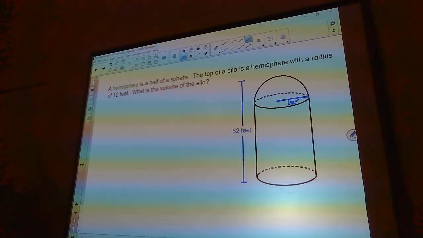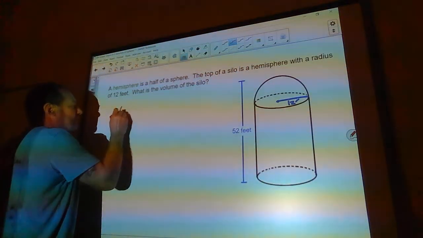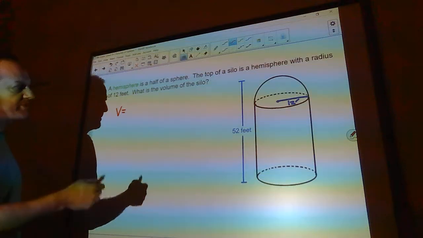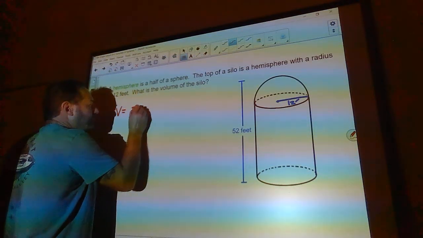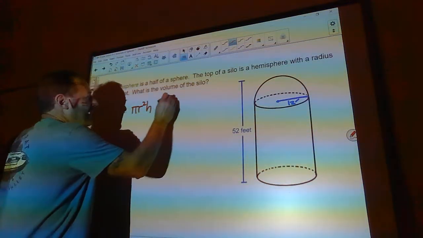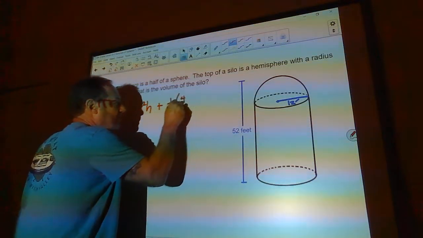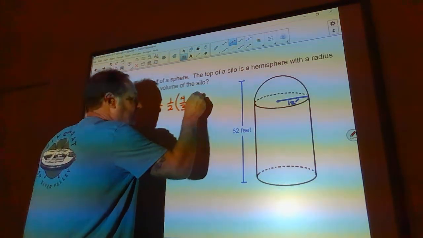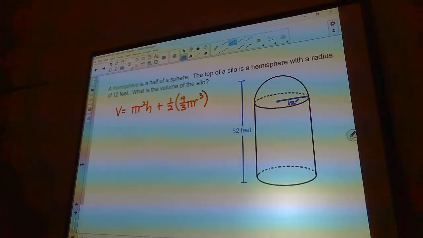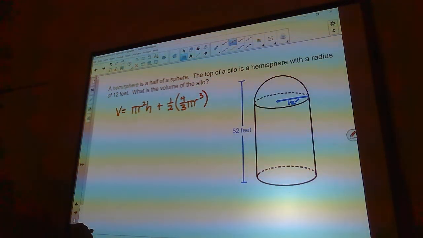Okay, so now this is a composite figure, so I've got to figure out two things. The volume is going to be the volume of the cylinder, which we did before, is pi r squared times the height, plus half of the volume of a sphere, which is 4/3 pi r cubed. So I just created a formula for a silo shape right here. But nobody wants to remember that formula, so that's why you just build it as you go.